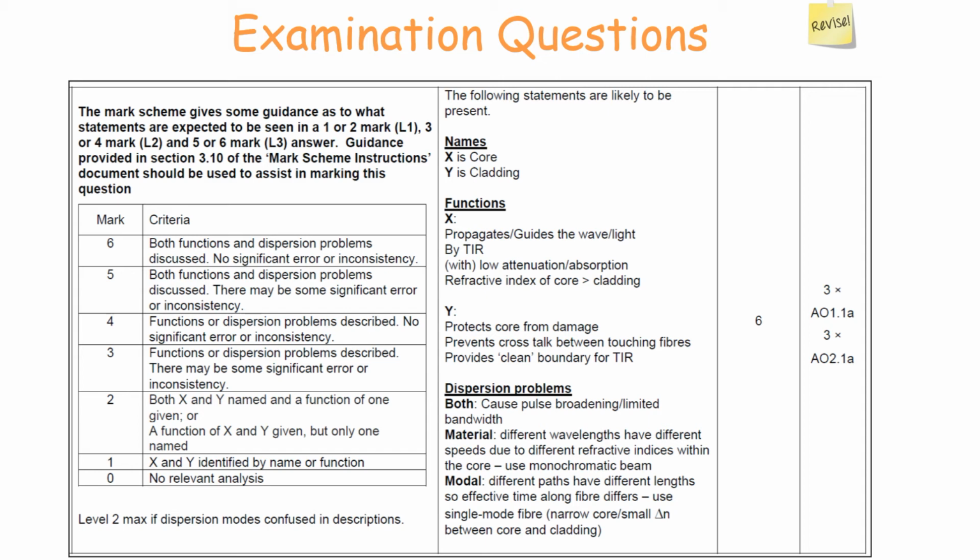Now the problems with modal and material dispersion are as follows. Both of them will cause pulse broadening, and both of them will cause a limited bandwidth. Now material dispersion is caused because different wavelengths of the light will have different speeds, because they'll have different refractive indexes within the core. So that can only be overcome if you use a light of one wavelength. So you've got to send down a monochromatic beam, because the colour is the wavelength, for your information.